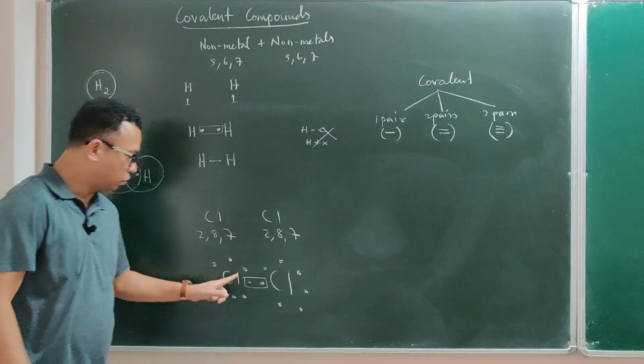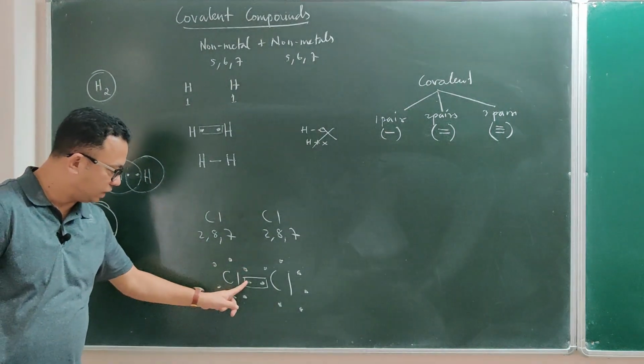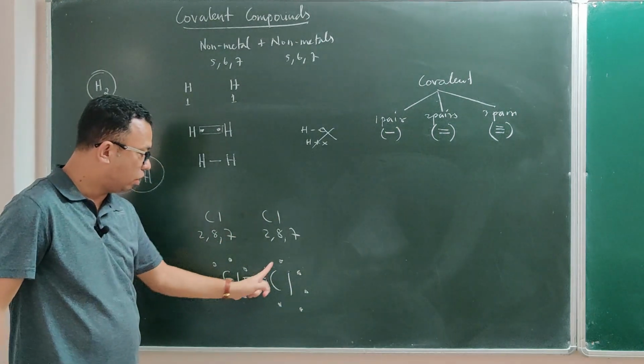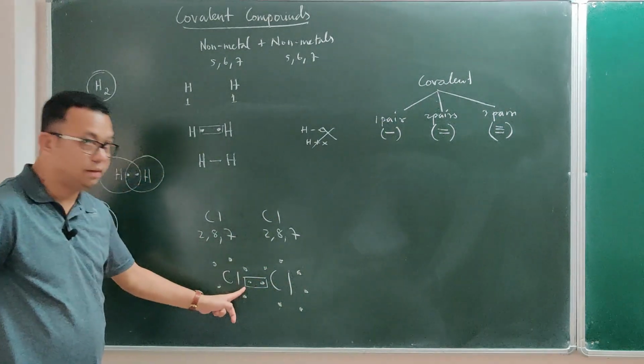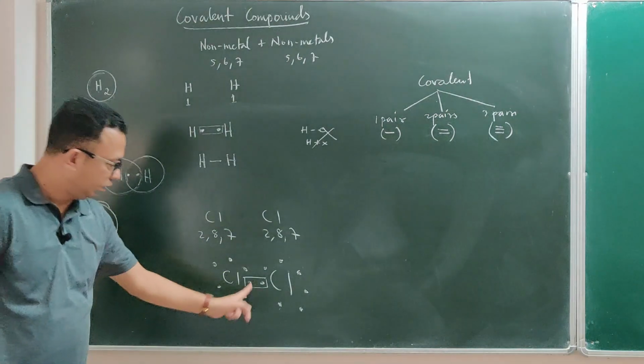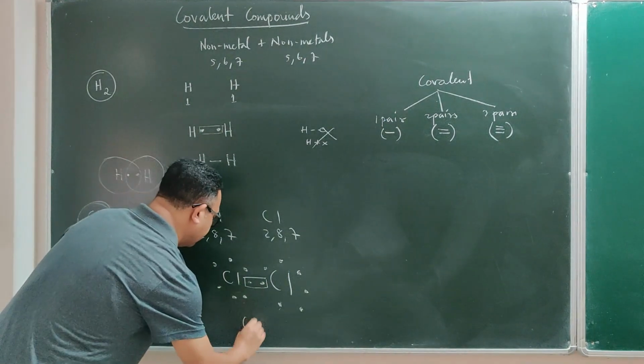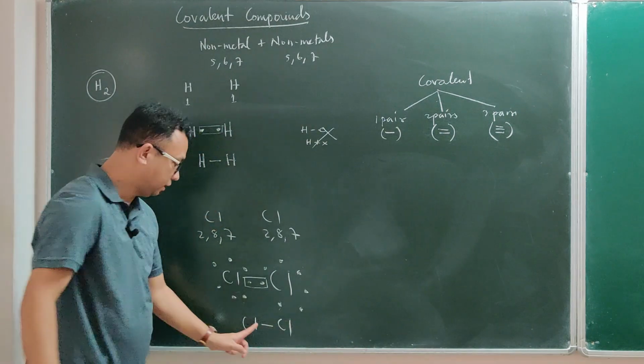Now when you are counting for this chlorine, 1, 2, 3, 4, 5, 6, 7, 8, you can count that also because they are sharing now. And when you count for that other chlorine, 1, 2, 3, 4, 5, 6, 7, 8. Now both of them have become 8. They shared one pair of electron. That is why I can represent this as Cl-Cl, single covalent bond.